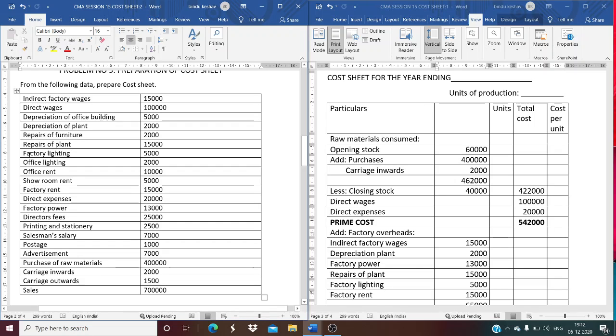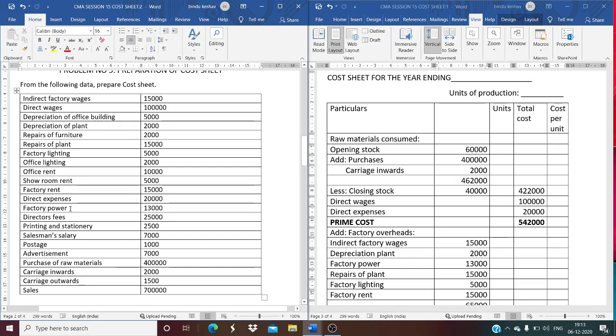Factory lighting, so it's clearly mentioned here, it's factory lighting, which means it's factory overheads. Office lighting means it is office overheads. Office rent, which means it is office overheads. Showroom rent, showroom is for the sales, so it comes under selling and distribution overheads. Factory rent comes under factory overheads. Direct expenses, in the beginning we find out the prime cost, direct materials, direct expenses and direct wages. It comes for the determination of the prime cost.